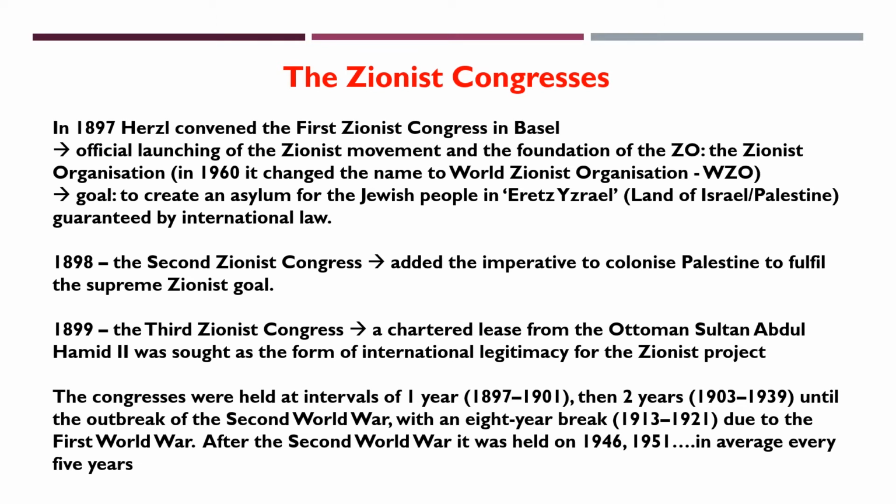Now, the Zionist congresses continued to take place at intervals of 1 year, later 2 years, until the outbreak of the Second World War. There was an 8-year break during the First World War, and after the Second World War, it continued to be held on average every 5 years. This year, in 2020, it is supposed to take place in Jerusalem.